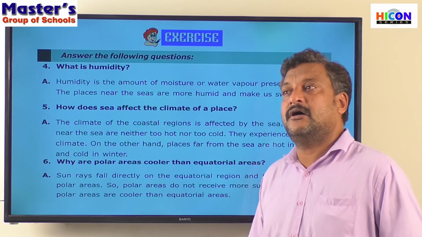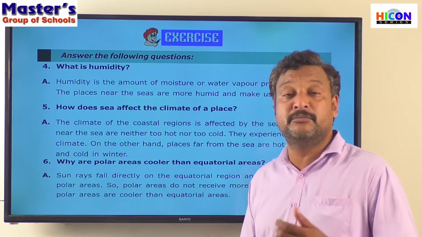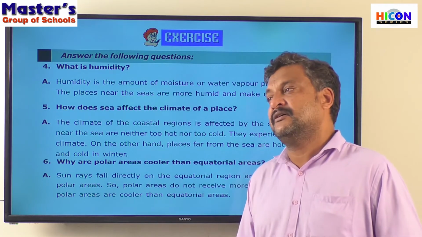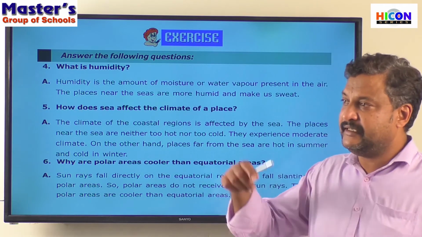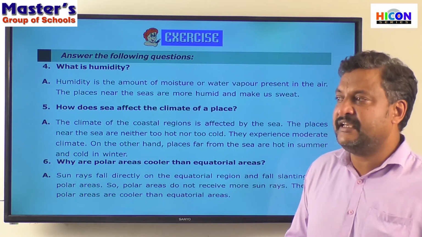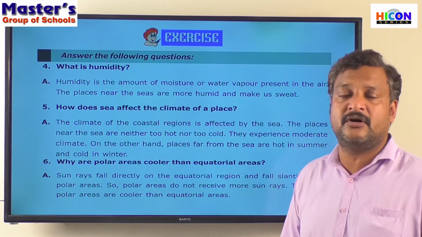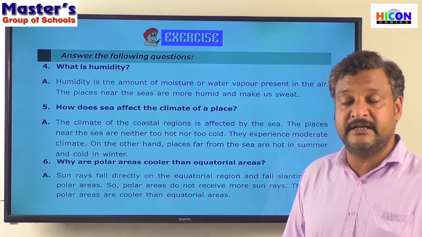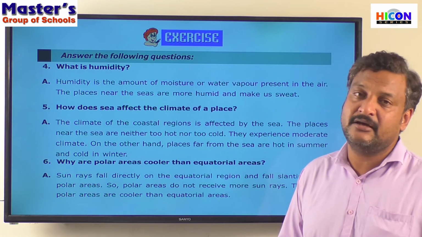We know there are a sea breeze and a land breeze. The amount of humidity is high, right? So because of these kinds of facilities, the coastal regions always have a moderate climate, whereas the interior regions have extreme climatic conditions. Cities that are away from coastal regions always have extreme climatic conditions. It means if it is hot, then it is extremely hot. If it is cool, then it is extremely cool.